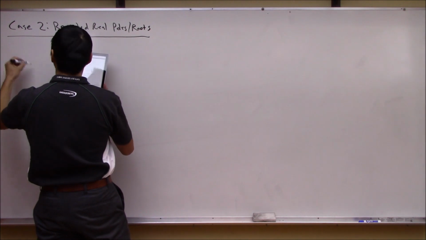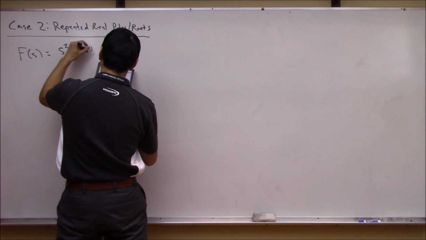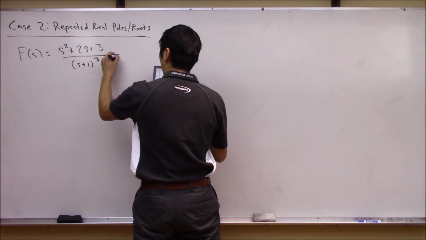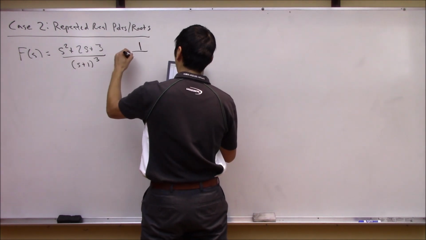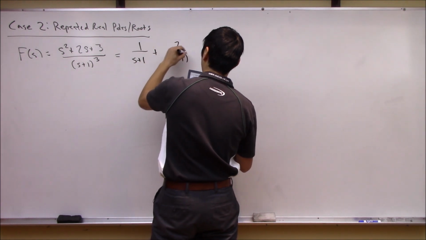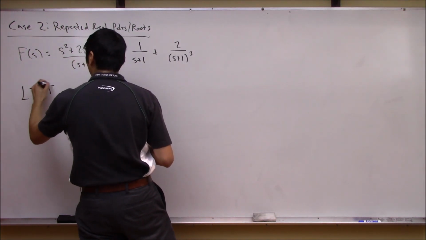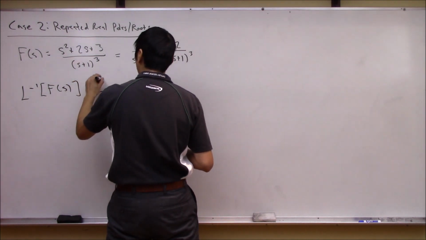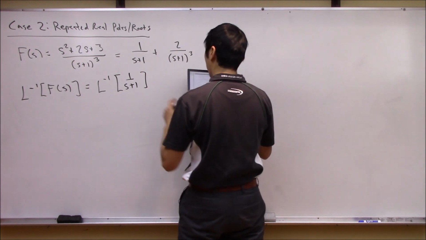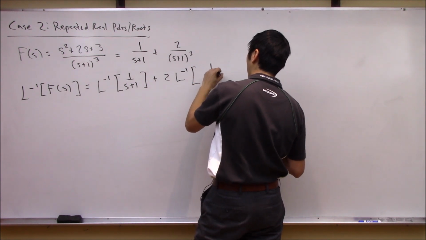Okay, so the function that we looked at in this case, F(s), was (s squared plus 2s plus 3) all over (s plus 1) cubed. Right? And we said that the partial fraction expansion of this was 1 over (s plus 1) plus 2 over (s plus 1) cubed. Okay? So again, we're just going to go ahead and perform the inverse Laplace transform of this by basically taking the inverse Laplace transform of each one of these terms by themselves, right? Plus 2 times the inverse Laplace transform of 1 over (s plus 1) cubed.